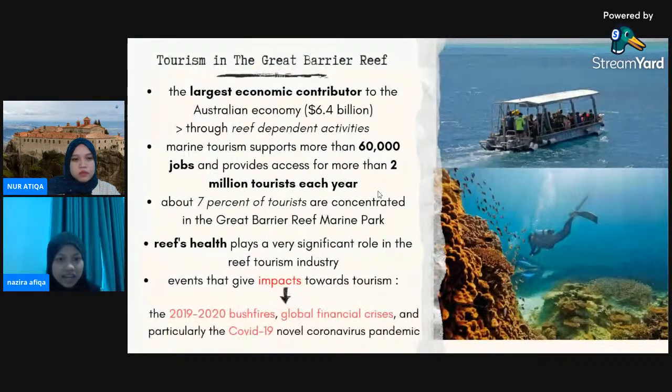Reefs play a very significant role in the reef tourism industry, and there are events that have impacted tourism, such as the 2019 to 2020 bushfires, the global financial crisis, and particularly the COVID-19 novel coronavirus pandemic.